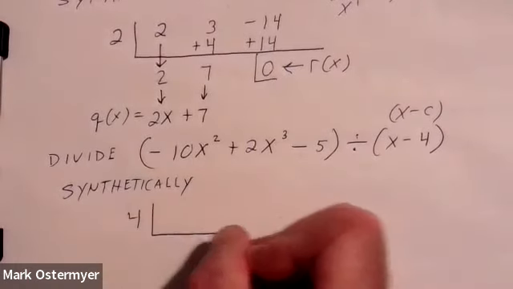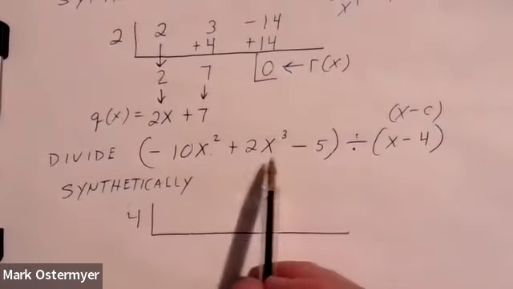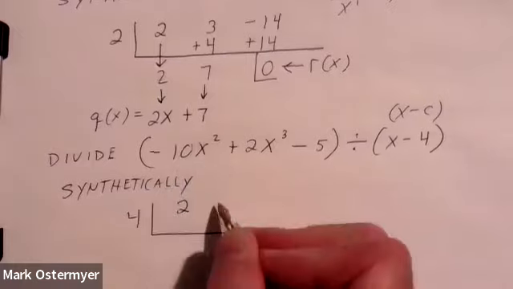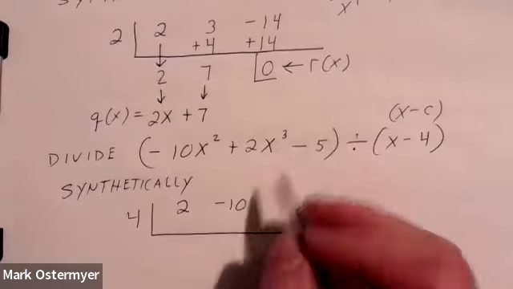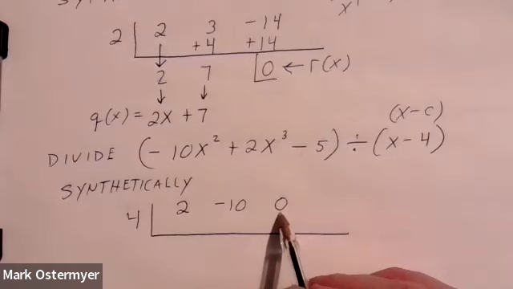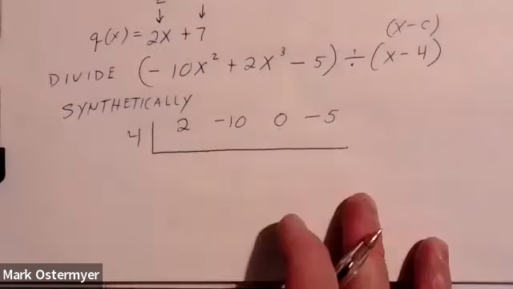I'm going to divide 4 synthetically into, what would be my leading coefficient here, if this is to be in descending order? 2. Positive 2. Next coefficient is negative 10. I'm missing an x to the first power term in here. Because of that, I must enter in a placeholder in the form of 0. This is for the x to the first power term. That's a placeholder. And then I've got my constant, minus 5. We're ready to begin our synthetic division.